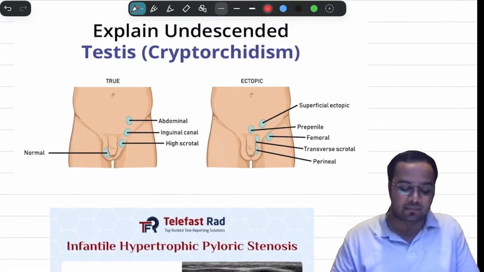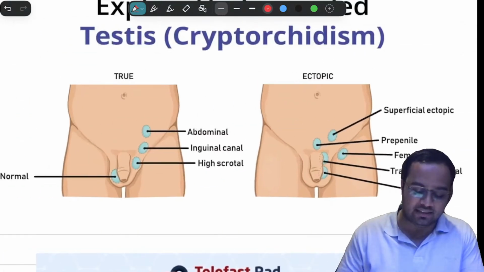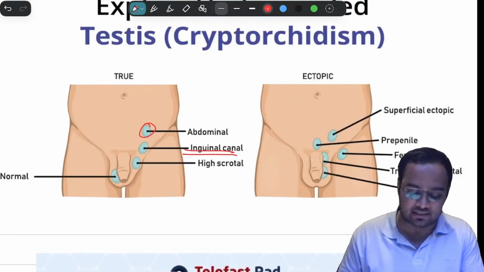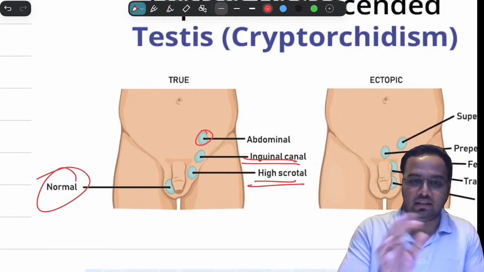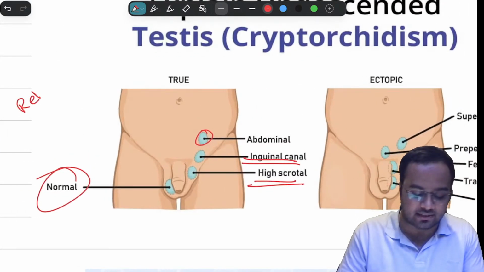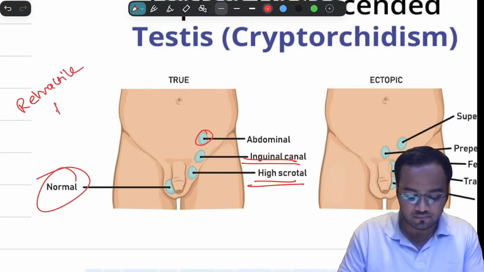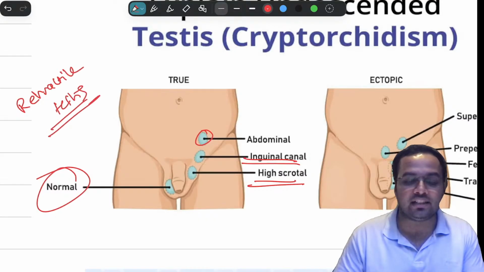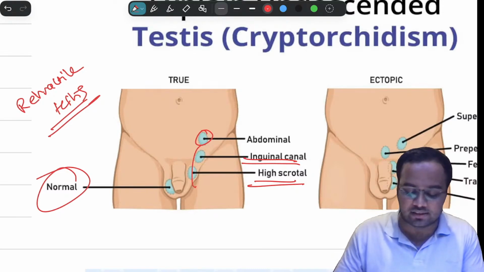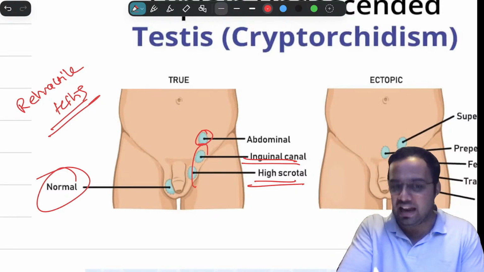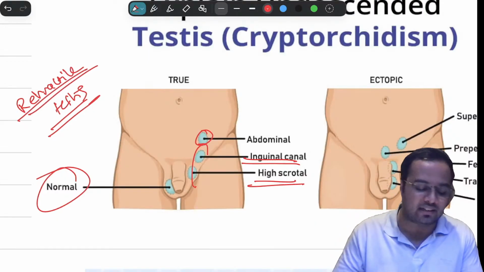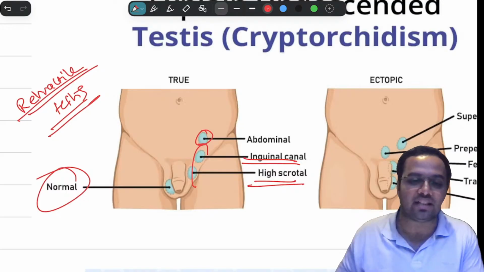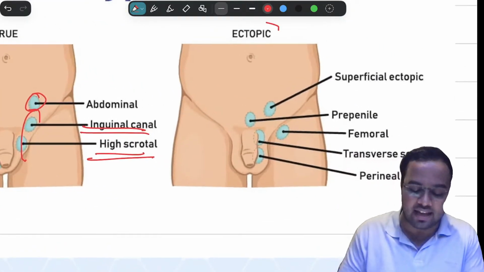So this is cryptorchidism. As you can see, this is the abdominal testis, this is the inguinal canal testis, this is the high scrotal testis, and this is the normal condition. You should distinguish this from a condition called retractile testis. Retractile testis is nothing but a hyperactive cremasteric reflex. Whenever you touch the thigh of the patient, the testis is going to jump into the inguinal canal, but it is again going to come back when the child is at ease. So always remember that retractile testis needs to be ruled out before you label the child as cryptorchidism.